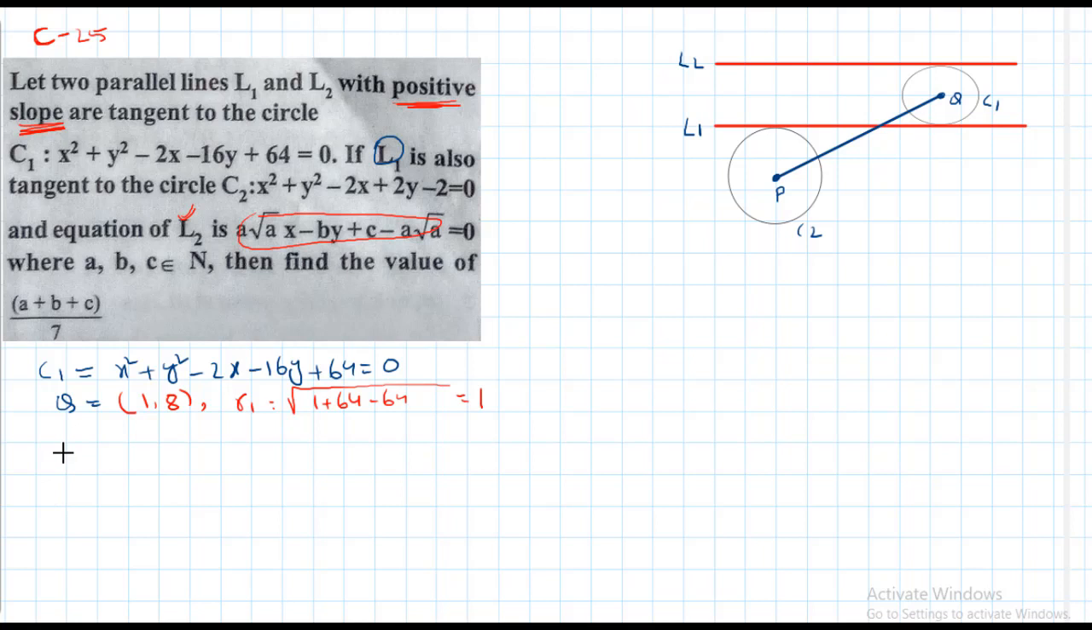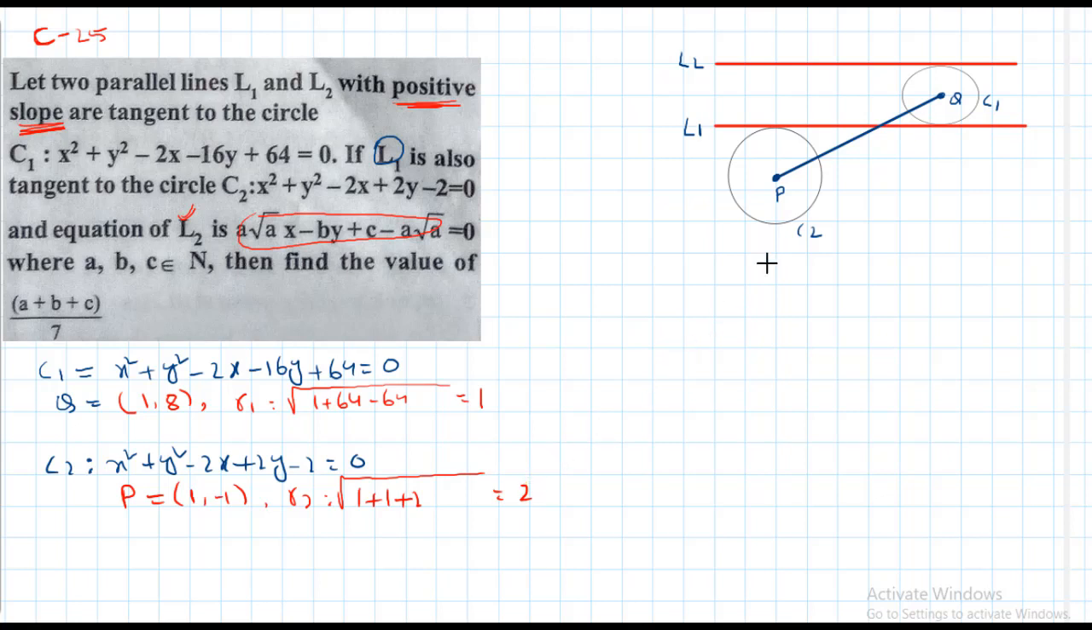Next I want to write circle equation 2. C2 is given here: x square plus y square minus 2x plus 2y minus 2 equal to 0. Its center is denoted by P. Here P equal to 1, minus 1. Radius R2: root of 1 plus 1 minus C, that is minus of minus 2 plus 2, that is equal to 2. So 2 is the radius of the second circle.